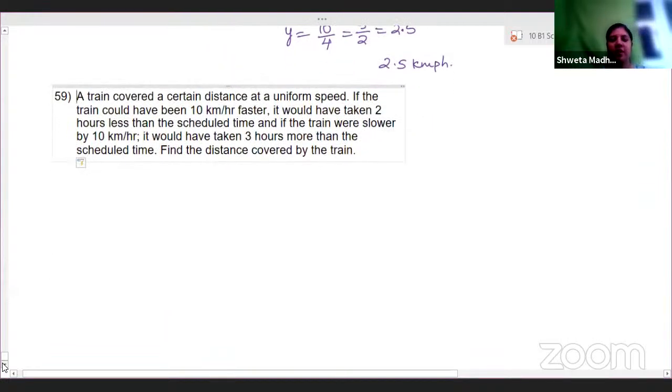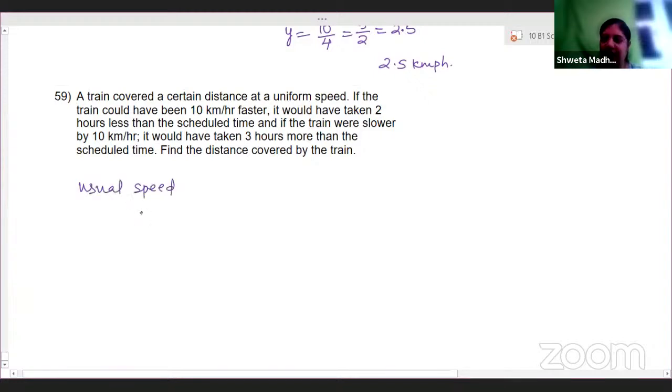Fifty-ninth one now. A train covered a certain distance at uniform speed. If the train could have been 10 km/h faster, then it would have taken 2 hours less than the scheduled time. And if the train was slower by 10 km/h, it would have taken 3 hours more than the scheduled time. So that means here distance remains constant. The distance between two stations remains same. Consider usual speed as x km/h and usual time taken with that speed as y.